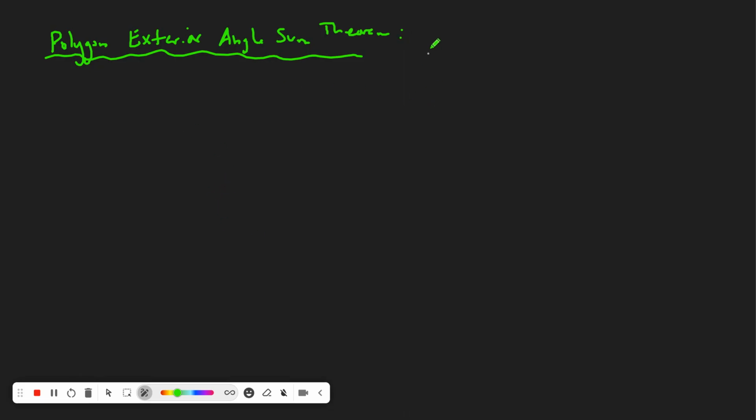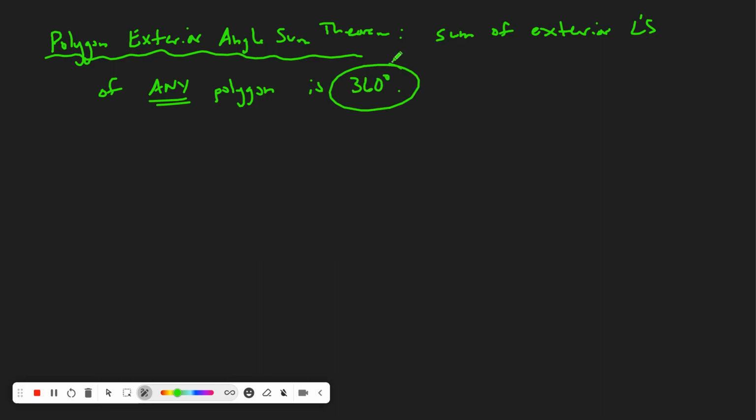This idea says the sum of the exterior angles of any polygon, no matter how many sides, is 360 degrees. Boom. That's it. It doesn't matter if this thing has 8 sides, 20 sides, I don't care how many sides. The extra angles will have a sum of 360.